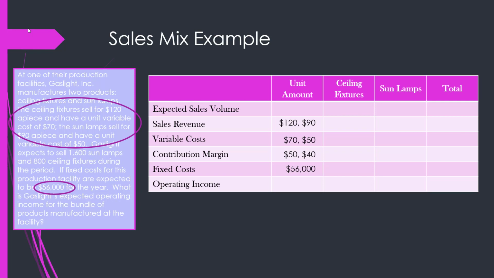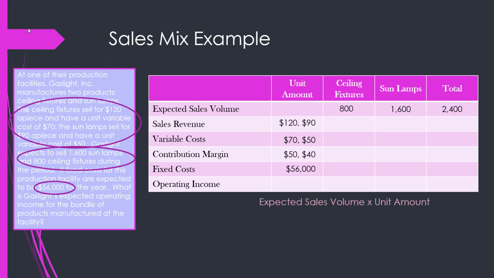What is the expected sales volume for each of our different models? Well, we're expecting to sell 800 ceiling fixtures and 1,600 sun lamps. And I know they're reversed in the text. I apologize. So in total, that is 2,400 units that we are going to sell. Well, to figure out what amount of operating income we're going to have, let's figure out what amount each product we have is going to contribute towards our margin, towards covering that $56,000 in fixed costs.